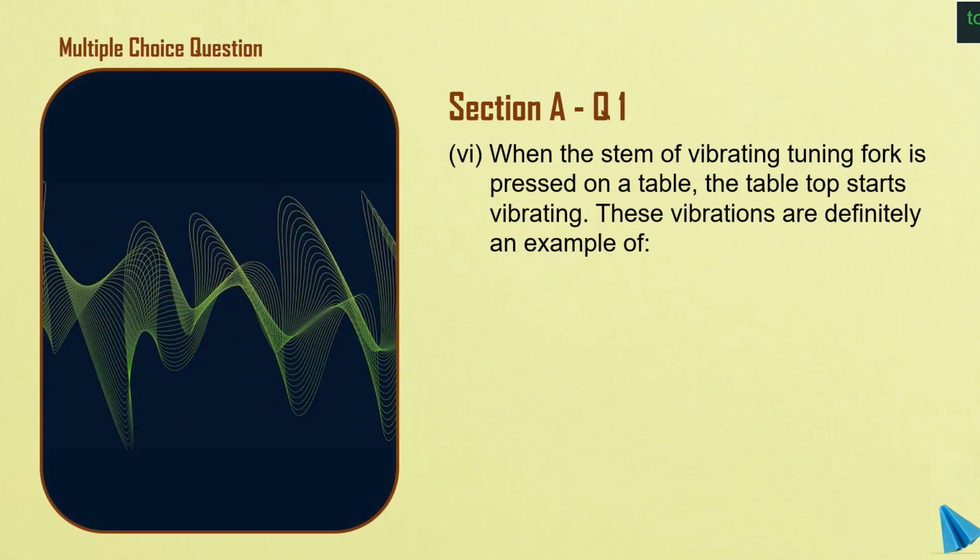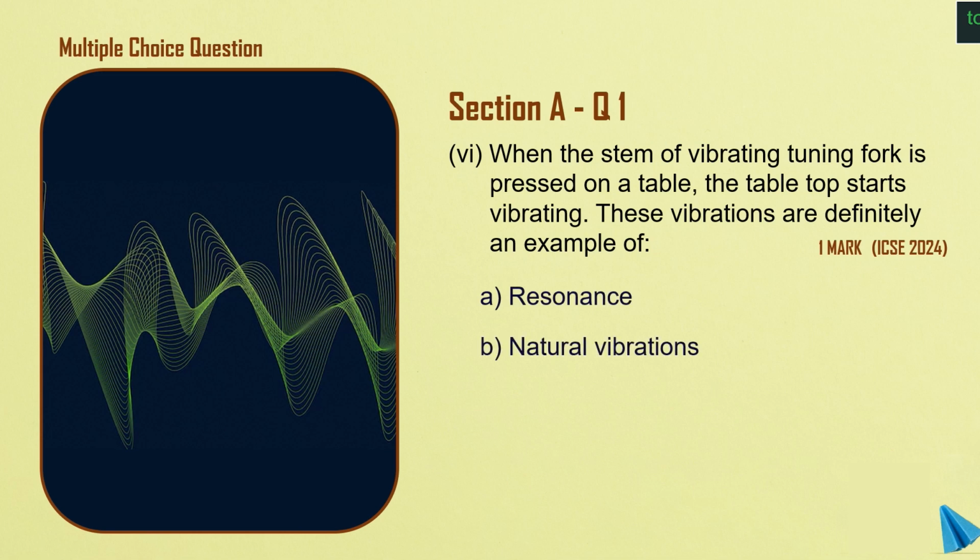This is question number 6. It says when the stem of a vibrating tuning fork is pressed on a table, the table top starts vibrating. These vibrations are definitely an example of resonance, natural vibrations, forced vibrations, damped vibrations.